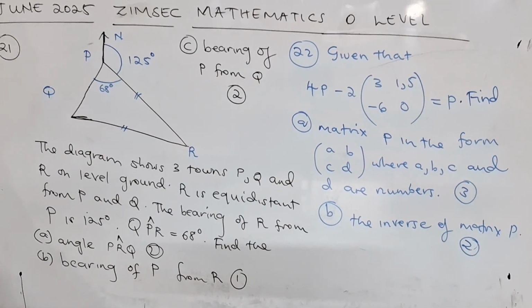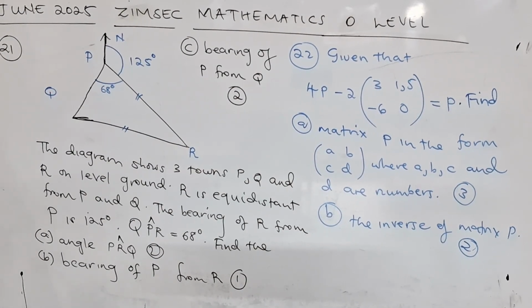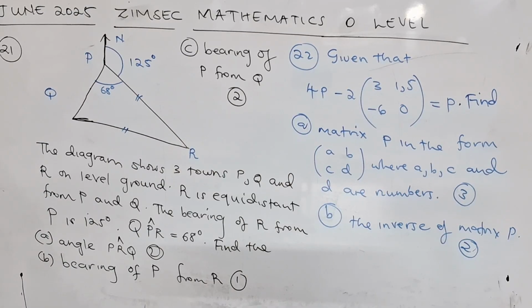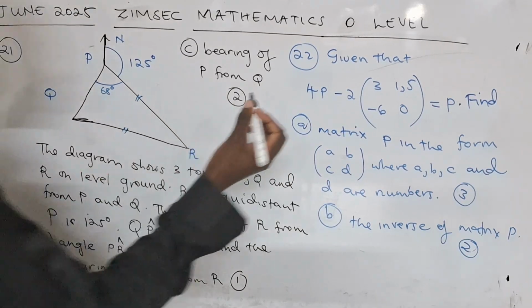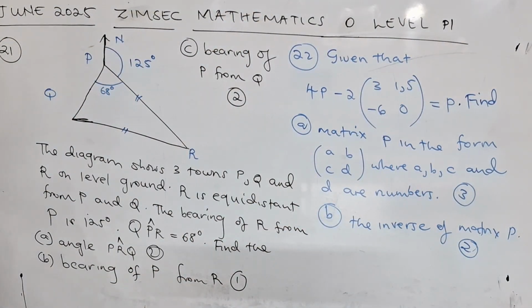So today we are going to continue with our revision. This is June 2025 ZIMSEC Mathematics O-Level Paper 1. This is Paper 1. This is question number 21 and this is question number 22.